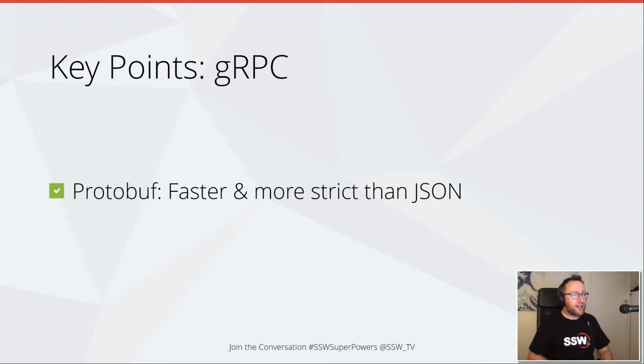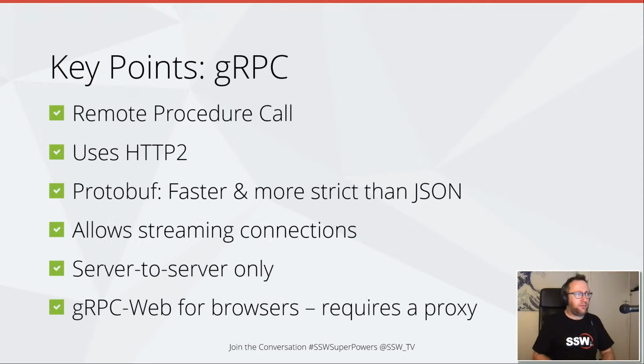So key points for gRPC. It's for remote procedure calls. So for communicating between two servers, and it uses HTTP2 to do that communication. It's faster and more strict than JSON. Another key thing here is it allows streaming connections. So you can open up a connection, send data through, keep that connection open, and send data as you've got it. And the other side will sit there listening, waiting for it. So great for those asynchronous streams of data.